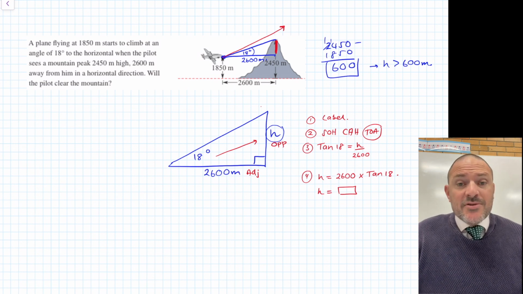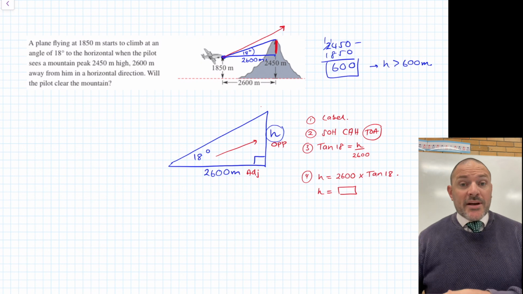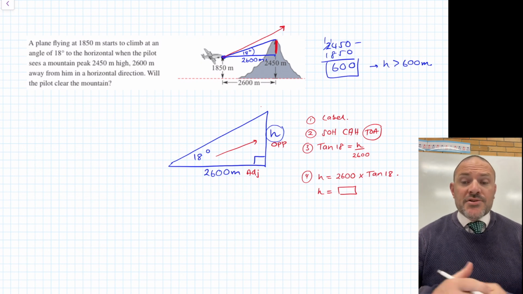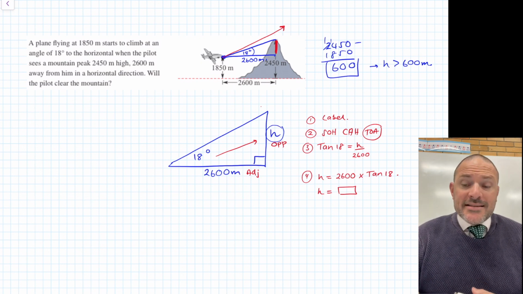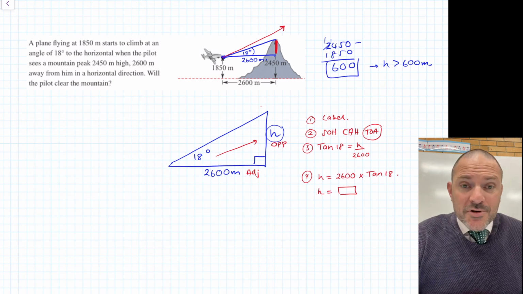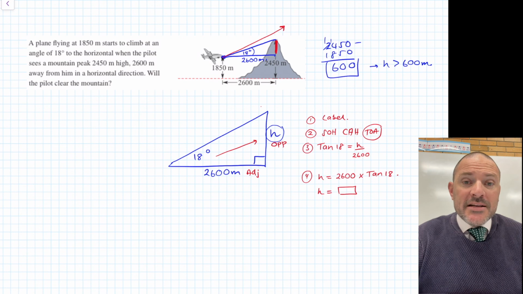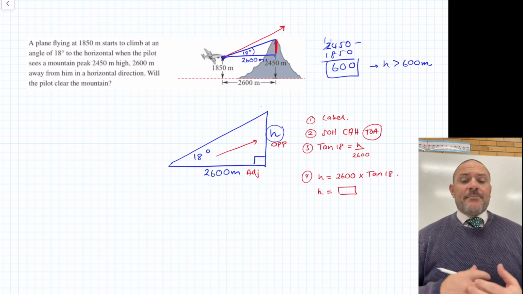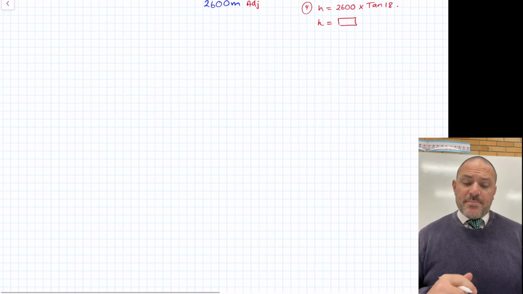But if it's 600 or less, it's probably going to clip the top of that mountain, and that's going to be an issue. Now, of course, I don't have my calculator, so I can't calculate that, so maybe have a chat amongst yourselves and see what answer you got and see whether or not your plane managed to go over the top of the mountain, or unfortunately, whether we're now picking up some parts of the plane because it hit the mountain.